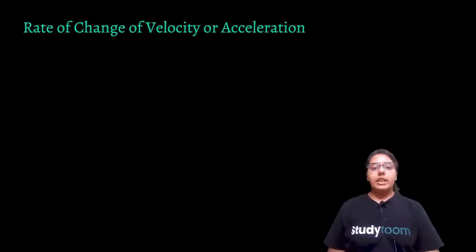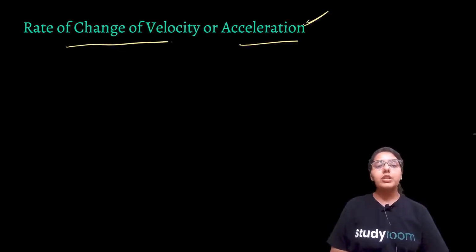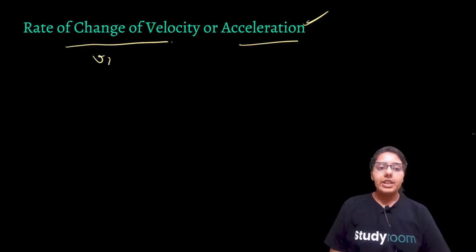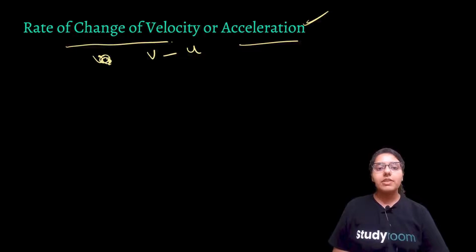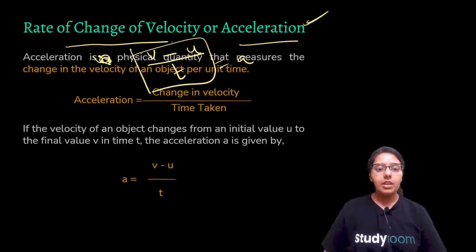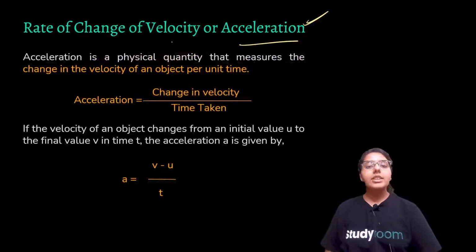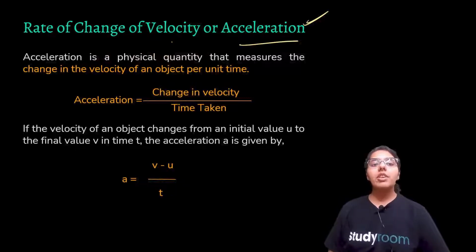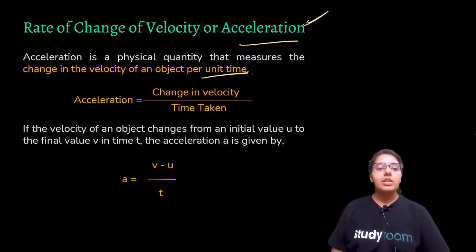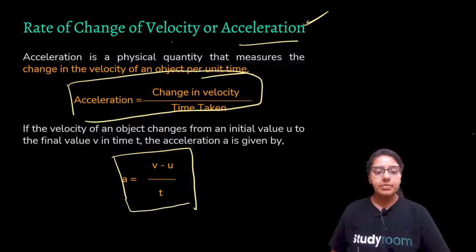So, rate of change of velocity or acceleration. We can say acceleration is rate of change of velocity. Rate of change of velocity means our change in velocity. For example, our initial velocity is u and final velocity is v. So, change in velocity is v minus u, upon time. This is our acceleration. Let's just read this. Acceleration is a physical quantity that measures the change in velocity of an object per unit time. So, acceleration is your change in velocity upon time taken. This is what I told you, right? a equals (v minus u) by t.